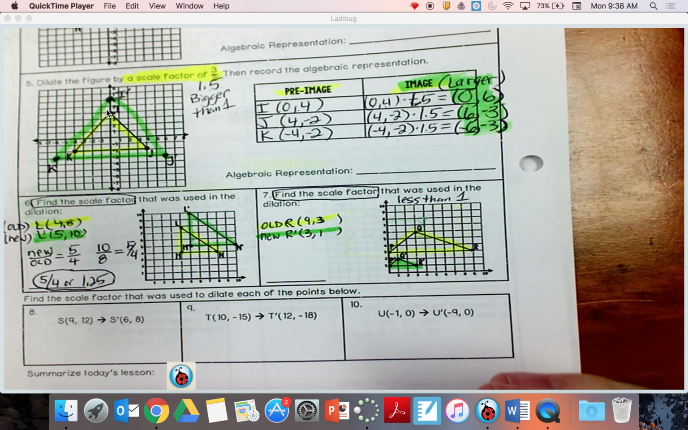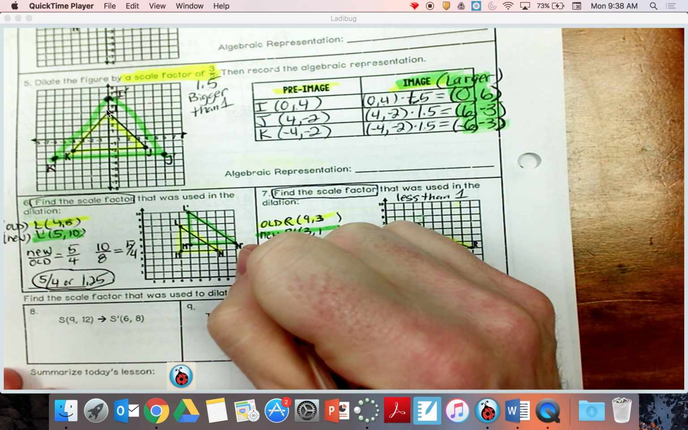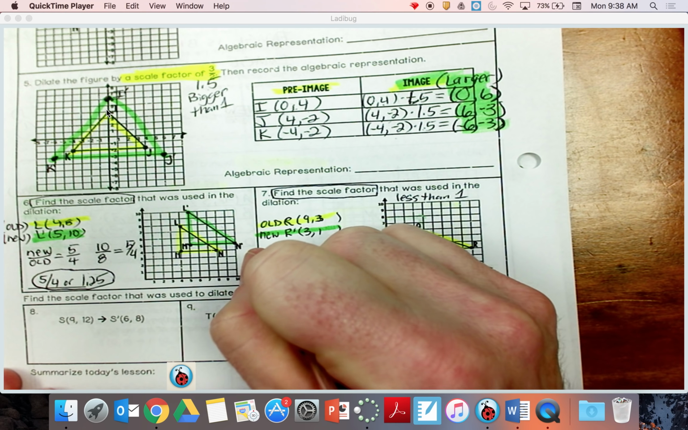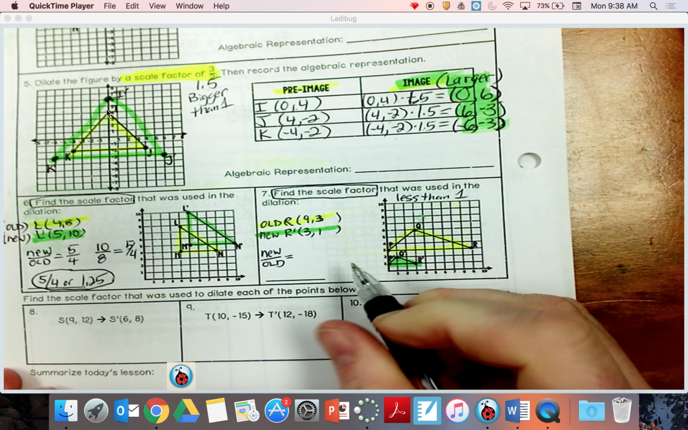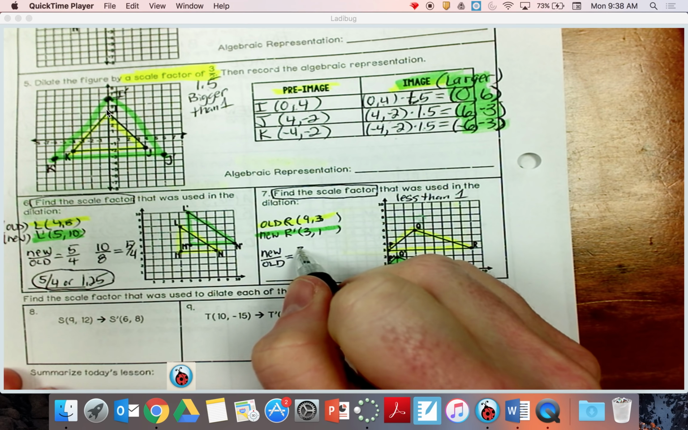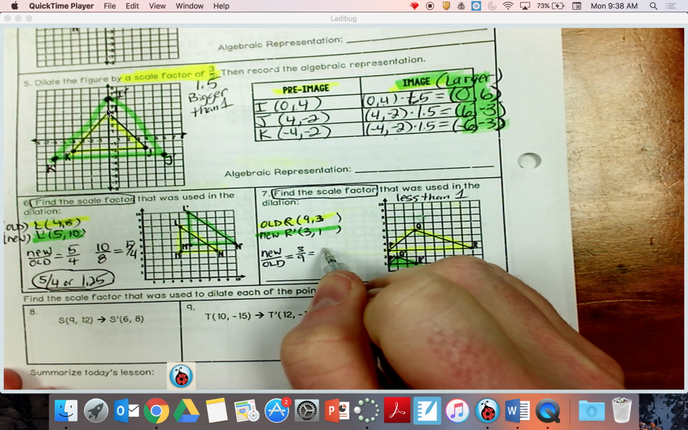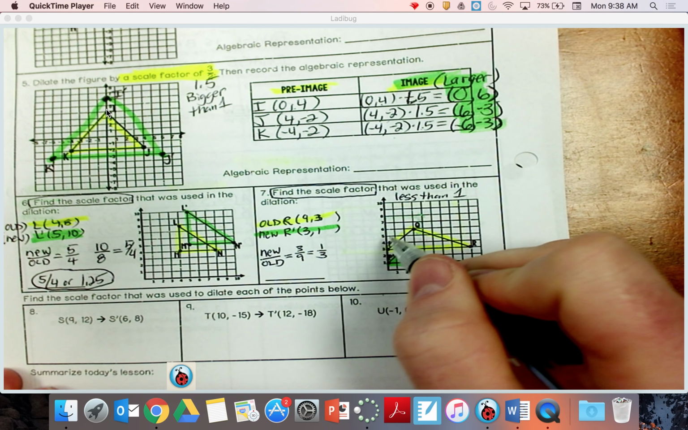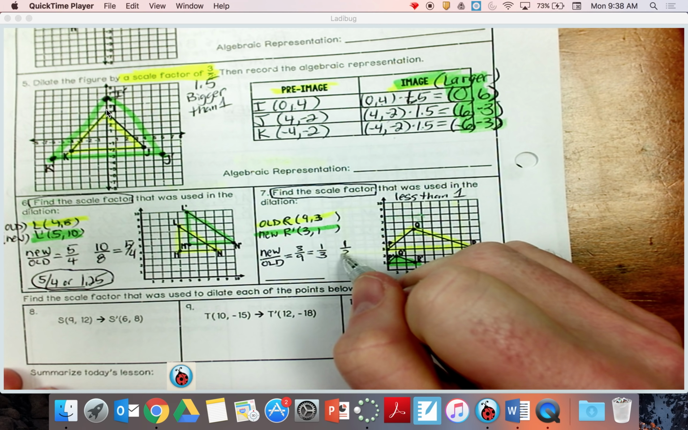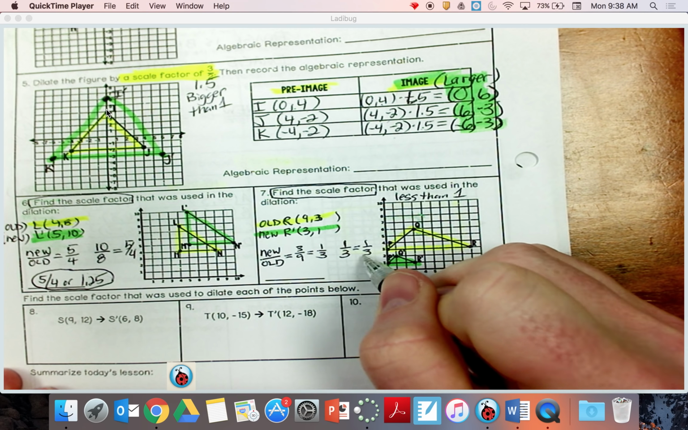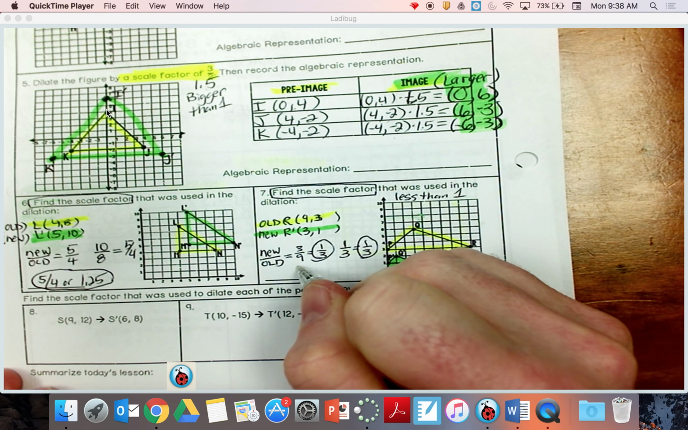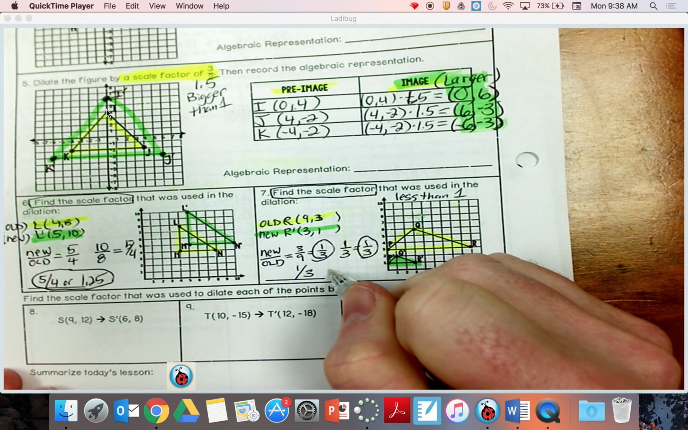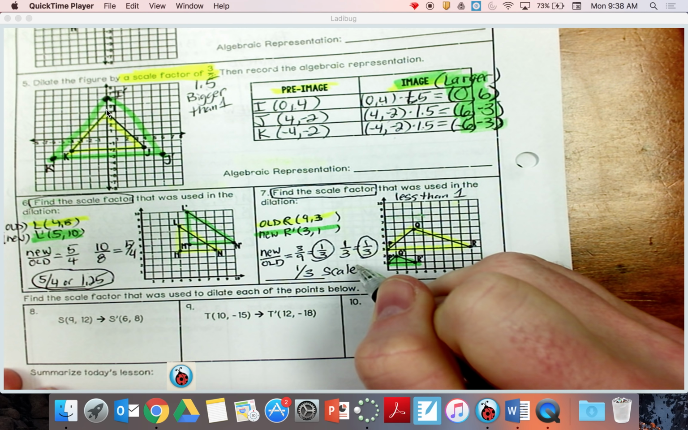After I've done that, I can take those and just use my equation here, the new over the old. Check both of them. It's going to be 3 over 9, which equals 1/3. Check my y values here, same thing. 1 over 3, which is the same thing. So there they are. So my scale factor is 1/3. That's my scale factor for this one.